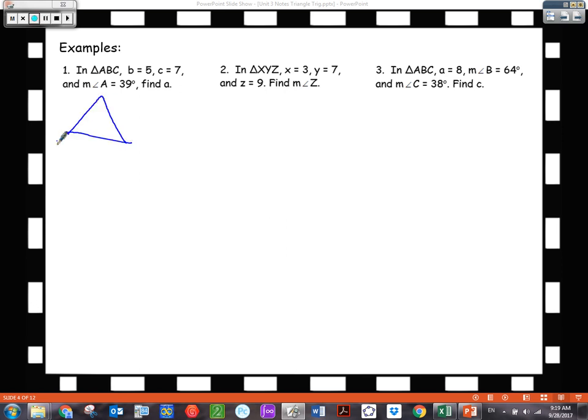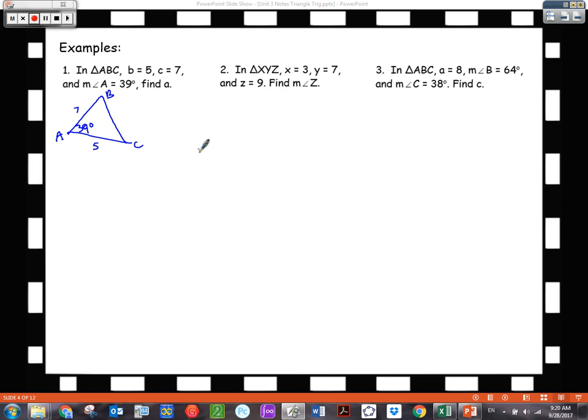We're going to draw a triangle. It's triangle A, B, C. Doesn't really matter where you start, the A, B, C, wherever. So it tells us that the side B is 5, so that's the side opposite angle B. Side C is 7. It's the side opposite angle C. And the measure of angle A is 39 degrees. So that's the information that we have.